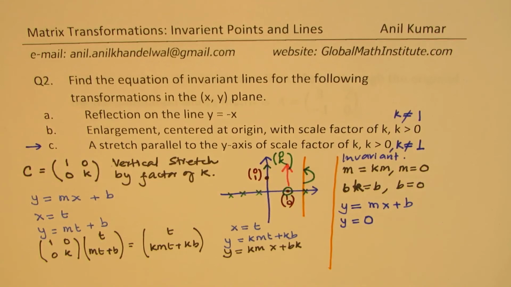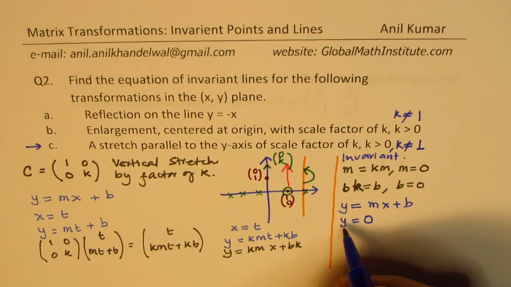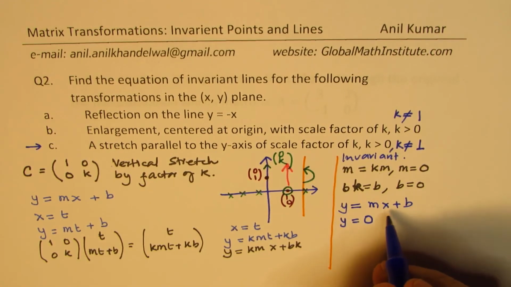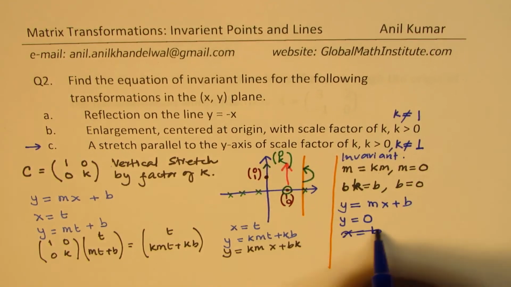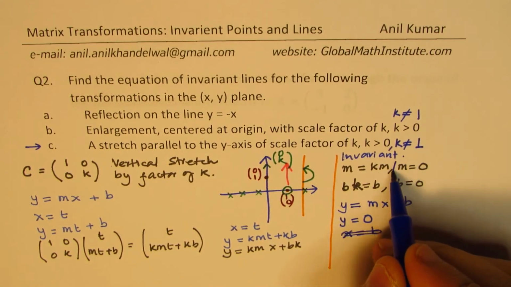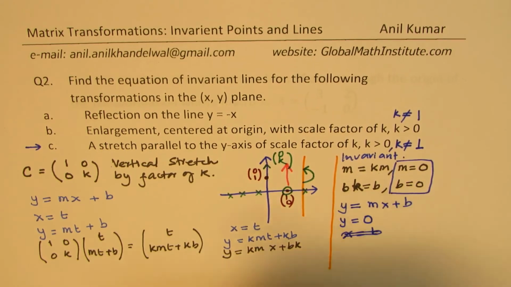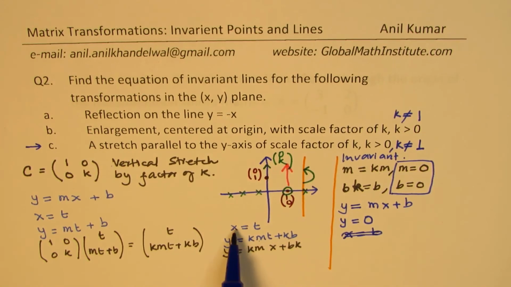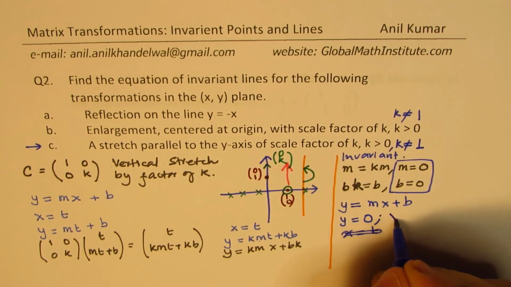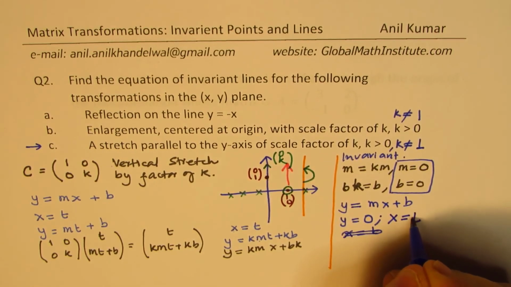Perfect. But you notice that we could have the condition y equals b. So, x equals b. If x is equal to b, here is that since we have these two conditions, m equals 0 and b equals 0, in that case, x equals t becomes the equation of the invariant line, right? So x could be any value t.